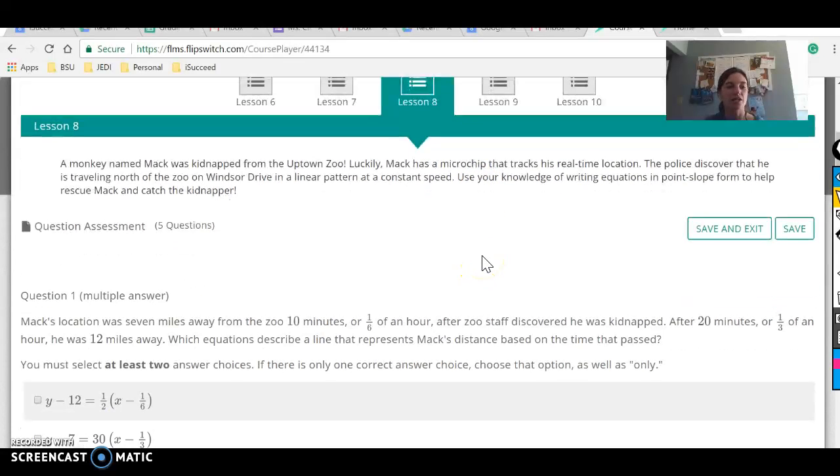Okay, so the first thing that we need to talk about here is the fact that the point-slope form of an equation looks like this. It is y minus y1 equals m, which is slope, times x minus x1. And we can go ahead and put these in parentheses if we want. The easy way to remember this is that it's simply the equation for slope rearranged.